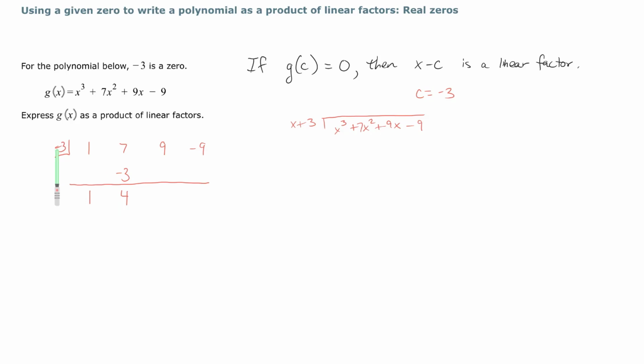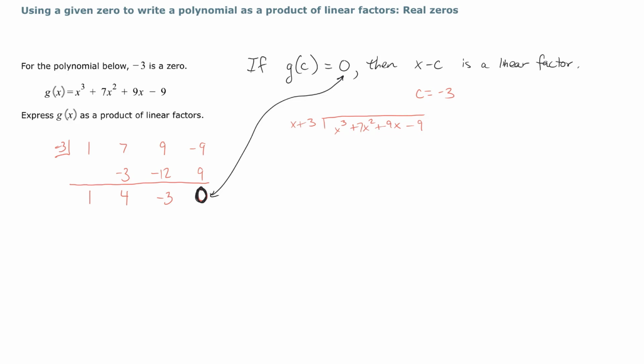4 times -3 is -12. Put it right there. And then we add. What do we got here? We got -3, and then -3 times -3 is +9. Put it there, and we add. And as expected, we were supposed to have a 0 remainder, and that 0 here is in fact this 0 there.